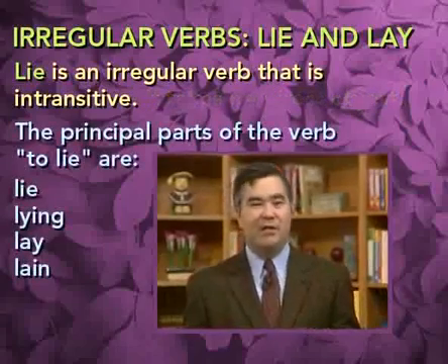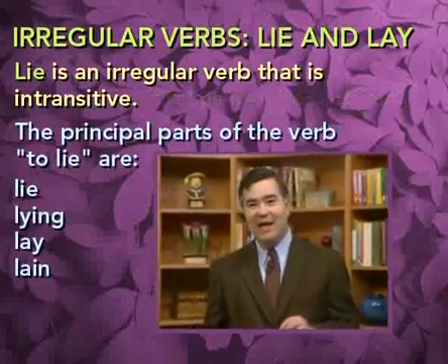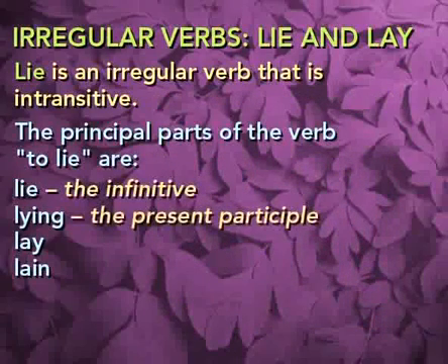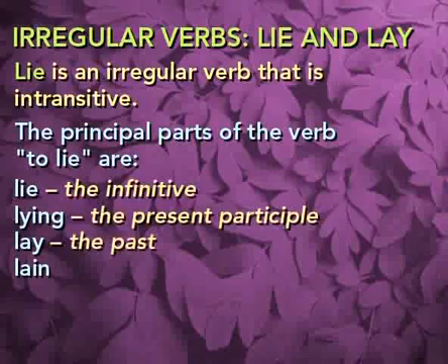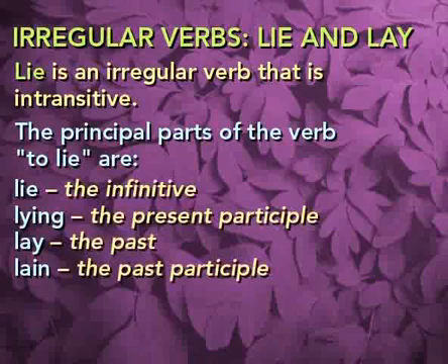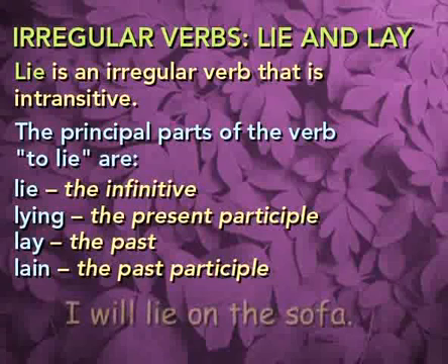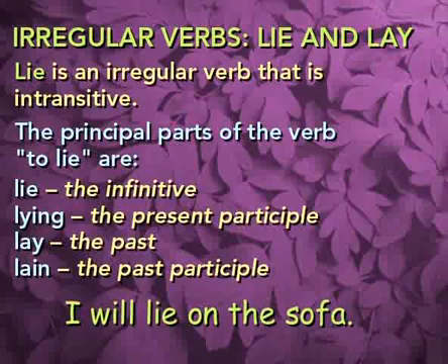The principal parts of the verb lie are lie, lying, lay, and lain. Lie is the present tense, lying is the present participle, lay is the past, and lain is the past participle. So lain is a form of the verb that would always be used with a helping verb. Therefore, for example, look at the following sentence. I will lie on the sofa. Here we're using the verb to lie because it is used intransitively. There is no direct object. I am not lying something, I am just lying. I will lie on the sofa. So the verb lie is being used correctly here.